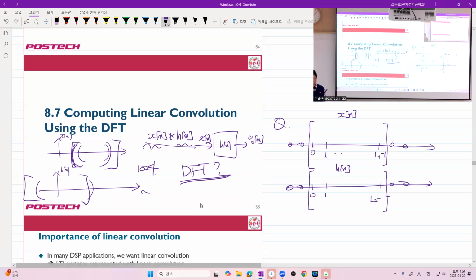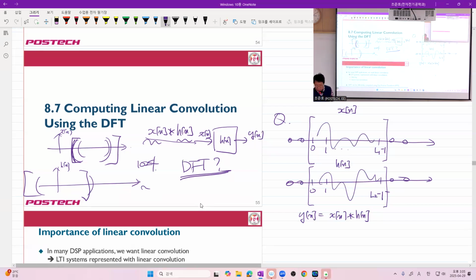L2 minus 1. Got it? So only here you have some non-zero, possibly non-zero. It may include some zeros, but anyway, some parts, discrete time. Now, the question is, compute the discrete time convolution, or convolution sum, of two signals, DT signals, and plot.